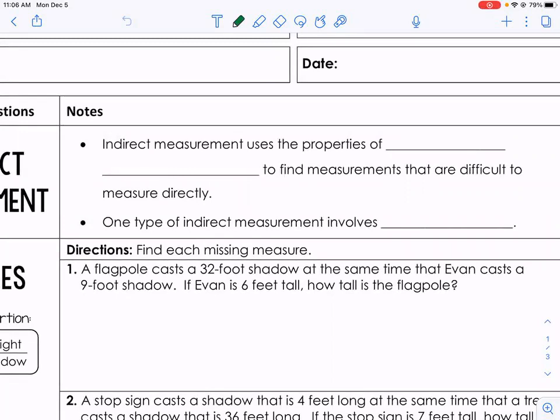Okay, so the next 2 days, we're gonna work on problems based on indirect measurement. And basically what that means is we're gonna use the properties of similar figures to solve our problems, okay? And one type of indirect measurement involves shadows, and that's gonna be our focus for today. Problems that involve shadows, okay?